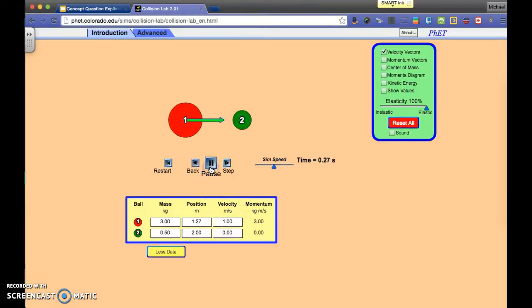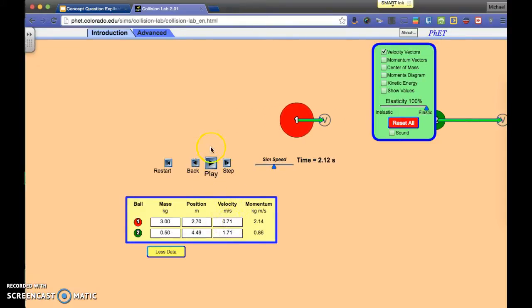So if I hit play, it goes and hits. The speed of the red one you see dropped to 0.71, so it continues on in that particular direction, whereas ball 2 over here started moving real fast. So that's typically what happens if a large object hits a little object. The large object is going to slow down, but it's going to keep moving in the same direction, and the small object is going to go flying.